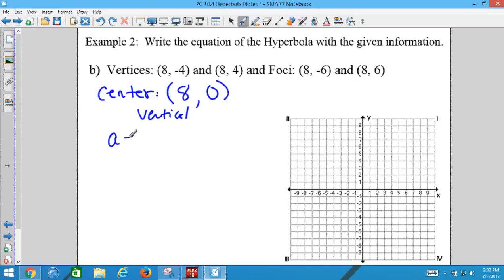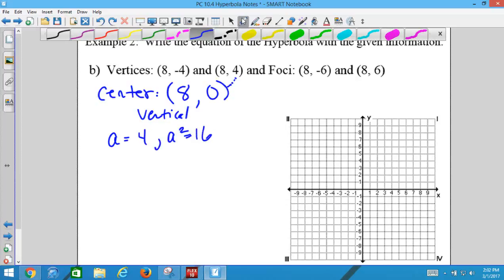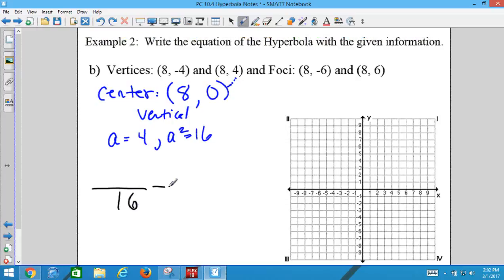And our A value is how far from our center. So A squared, 16. So I'm writing my formula. 16 is going to be in the A squared spot. What goes above it? The y value. So we look at our y, and y is 0 for the center. So we'll put y squared. And then over here we'll have x minus 8 squared.